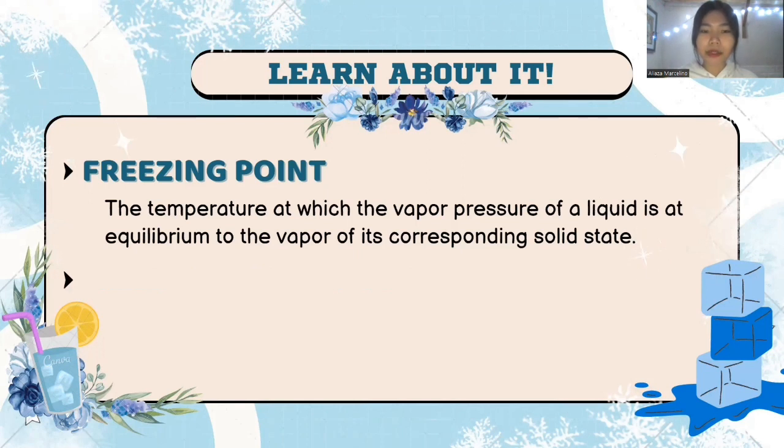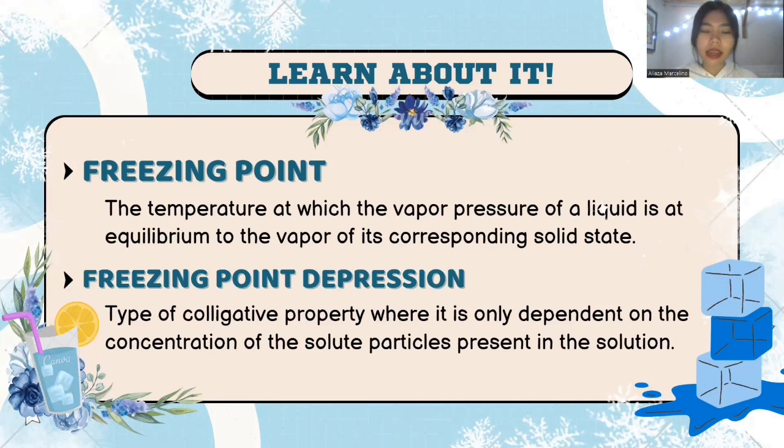First, the freezing point is the temperature at which the vapor pressure of a liquid is at equilibrium with the vapor of its corresponding solid state. And the freezing point depression is another type of colligative property, which depends only on the concentration of the solute particles present in the solution. For example, when a solute is dissolved in a solvent, we can observe a decrease in the freezing point of the solvent in the solution. We refer to this situation as freezing point depression.